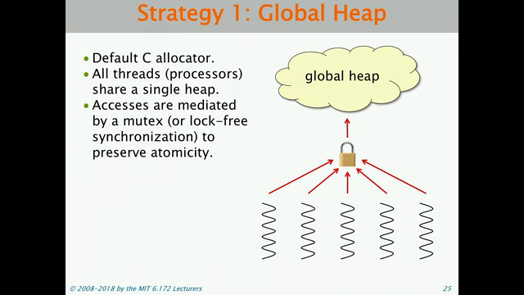So what's the blow up for this strategy? How much more space am I using than just a serial allocator? Yeah, so the blow up is 1 because I'm not actually using any more space than the serial allocator, since I'm just maintaining one global heap and everybody is going to that heap to do allocations and deallocations. But what's a potential issue with this approach?